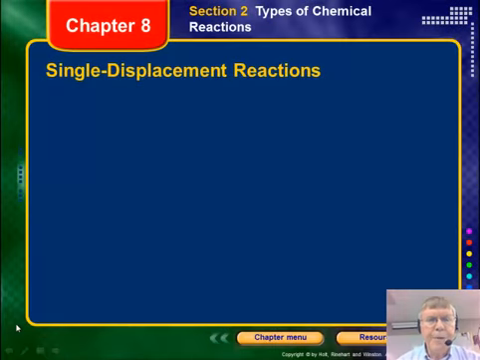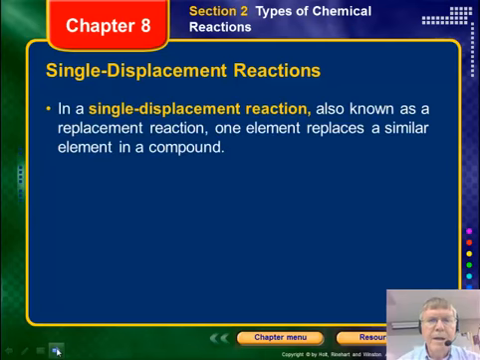Alright, this video deals with the third type of general reaction, single displacement reactions. Single displacement reactions are sometimes also called replacement reactions, and you'll see why as we get going here. But basically, one element is going to replace a similar element in a compound. These reactions usually occur when the compound is in an aqueous solution. In other words, when it's dissolved in water.